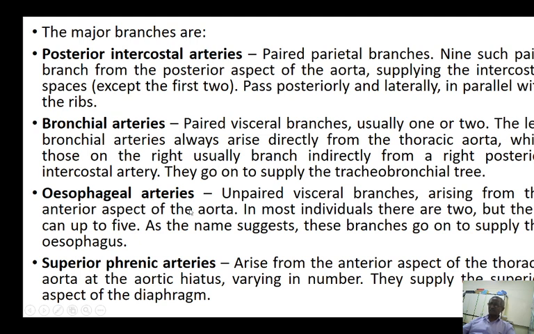Now esophageal arteries. These are unpaired visceral branches arising from the anterior aspect of the aorta. In most individuals there are two, but there can be up to five. As the name says, the branches supply the esophagus. Superior phrenic arteries arise from the anterior aspect of the thoracic aorta at the aortic hiatus, varying in number. They supply the superior aspect of the diaphragm.